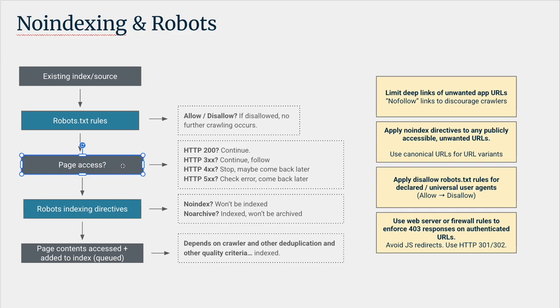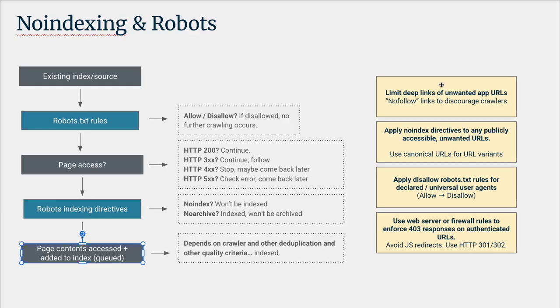You want them to access the pages, generally speaking. You want them to be able to access the page so they can read the indexing directive, whether that's a noindex or a noarchive. And then from there, if it meets their other criteria for URL quality, backlinks, descriptions, the content on the page, then it will be added to their more permanent search index, and it's queued up for prioritization.